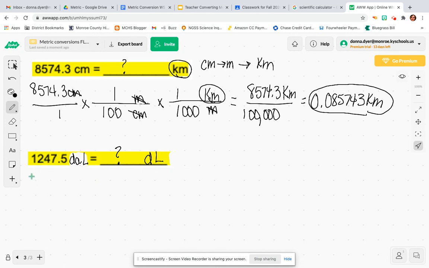So we're going to take what we're given and put it over 1. 1,247.5 decaliters over 1. And this is not equals yet. We're not ready to equal it yet. We're multiplying it.